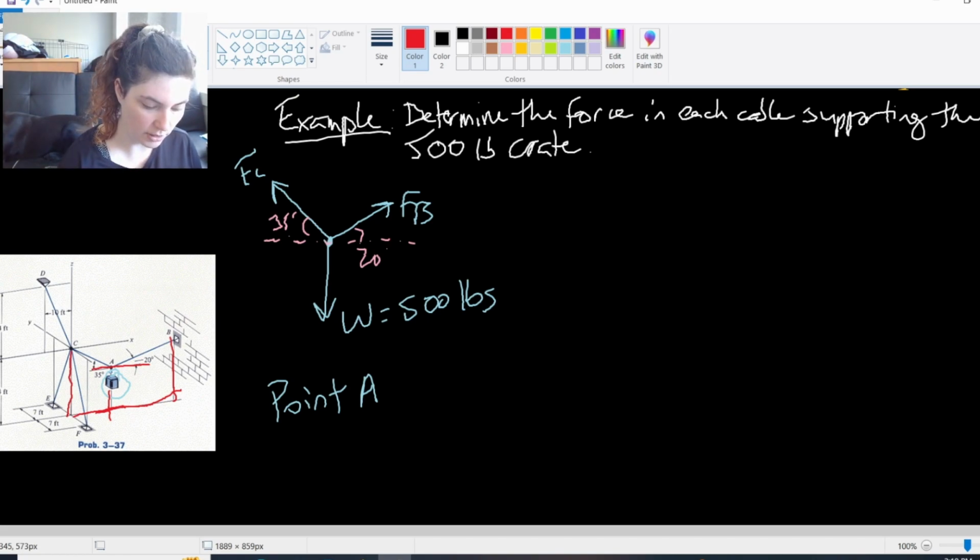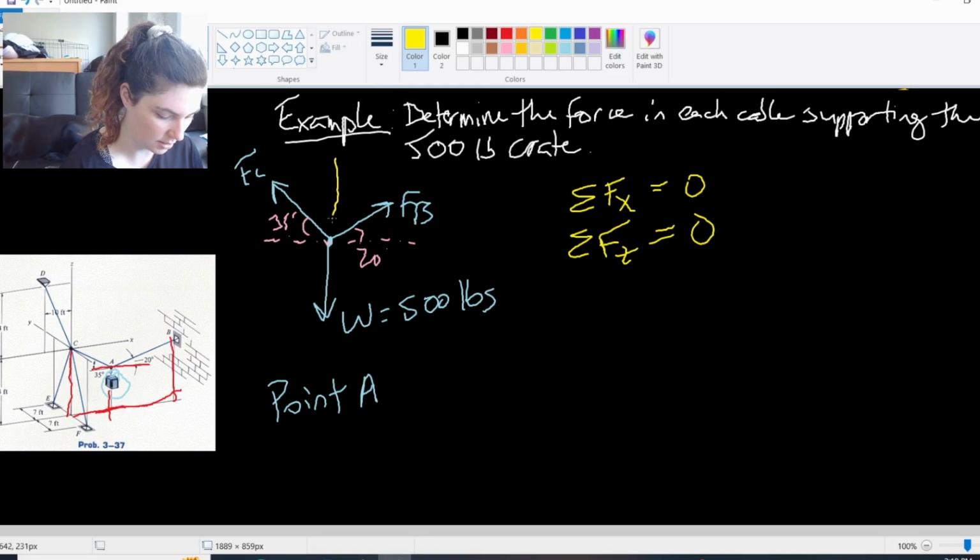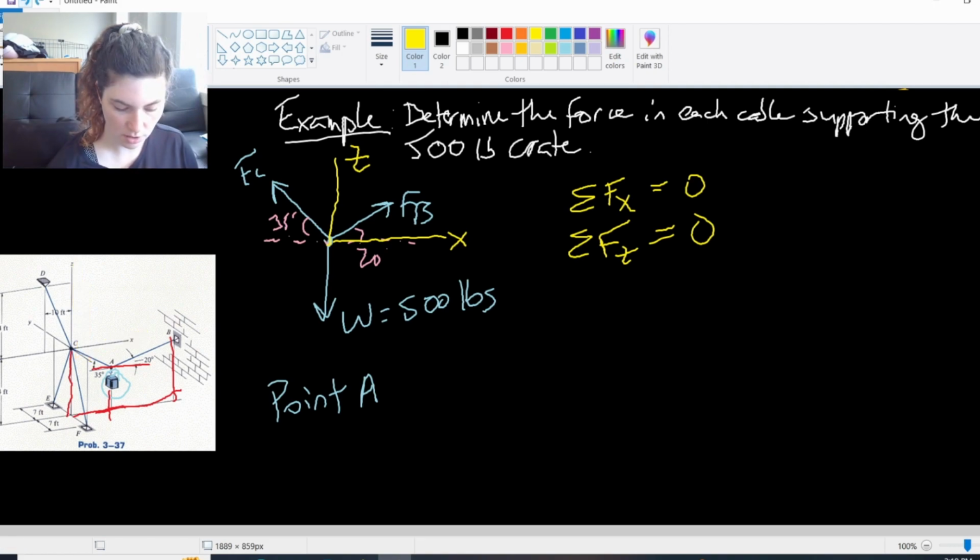So if I wrote out my equilibrium equations for this, I am only writing out the sum of forces in the X direction is 0, and the sum of forces in the Z direction is 0, because my coordinate system here is X, Z. That's the plane this is operating in. So I can set up these equilibrium equations just as we had done earlier in 2D systems.